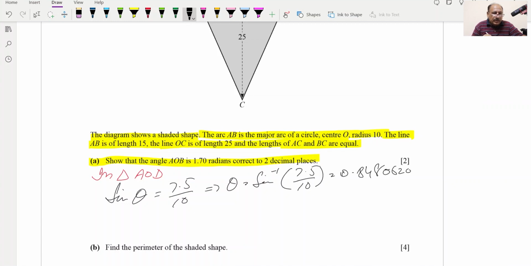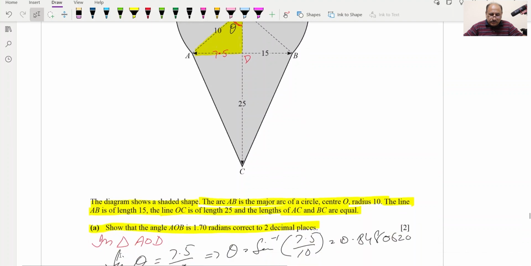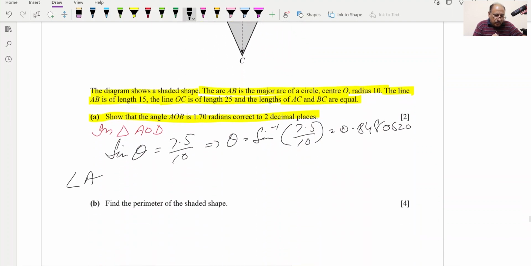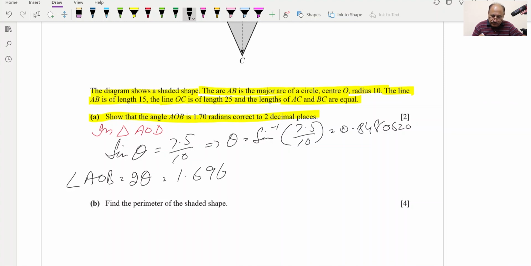Okay, and angle AOB, if we see angle AOB is double of angle theta, so angle AOB will be equal to 2 theta, which is equal to, we'll multiply this by 2, is equal to 1.696. Yeah, so approximately equal to, up to 3 significant figures we can write 1.70, and this is what we have to prove, in radians basically.